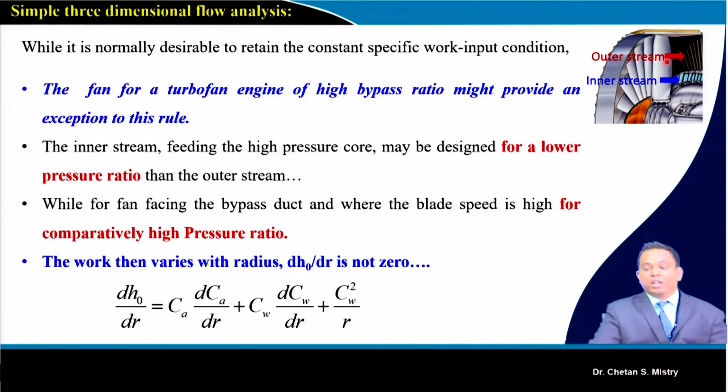Under that condition, this lower part has been designed for low loading. At the same time, my upper part we can load on the higher side, because we take the benefit of having a higher diameter. That means we are able to increase our peripheral speed, and that gives a benefit in doing the design. So in this case, under special conditions, we are violating the radial equilibrium equation. It says the work done varies with radius and is non-zero. So that is a special kind of design.